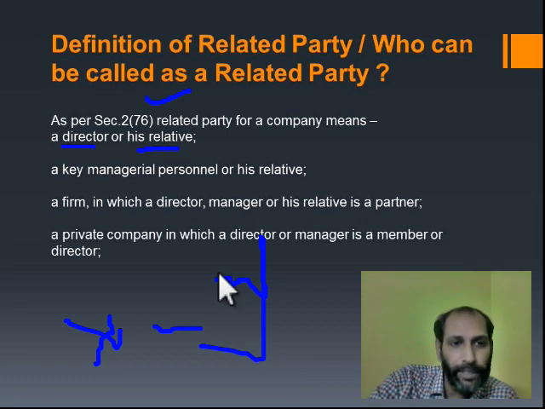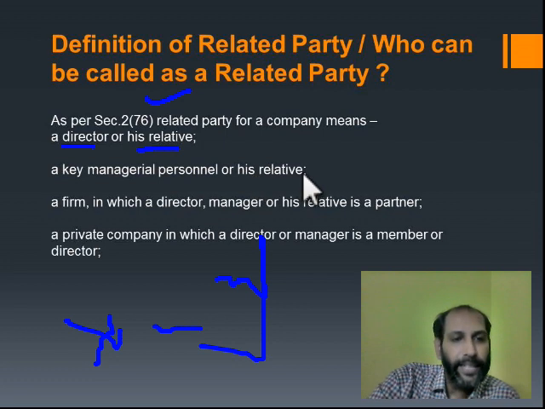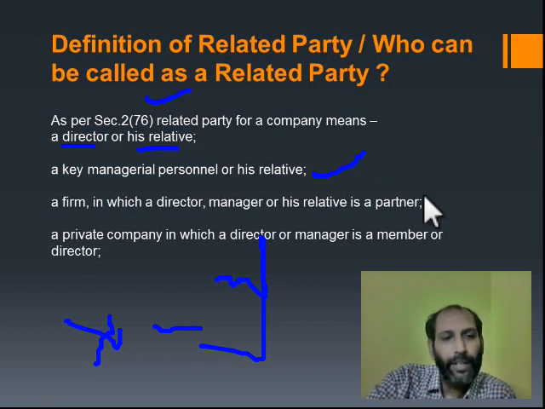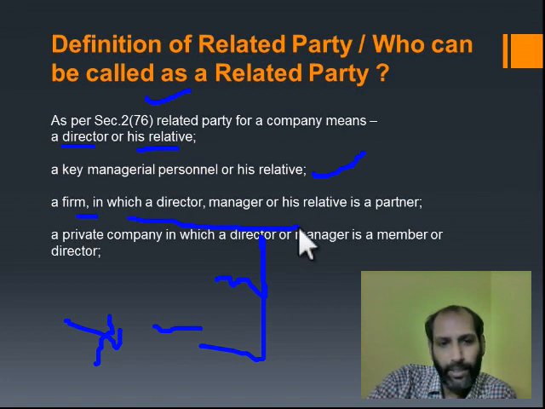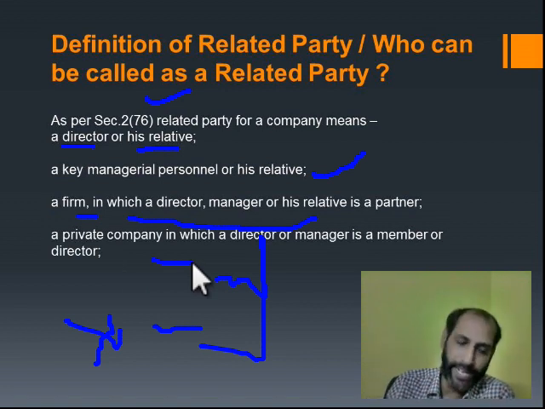What are the related parties? The section starts with the director of the company or his relative. The second category is the KMP of the company or his relative. For example, if you are a CFO of a company, any transaction by the company with you will be called a related party transaction. The third category is a firm in which the director, manager or relative is a partner. And the fourth is a private limited company in which the director or manager is a member or director.